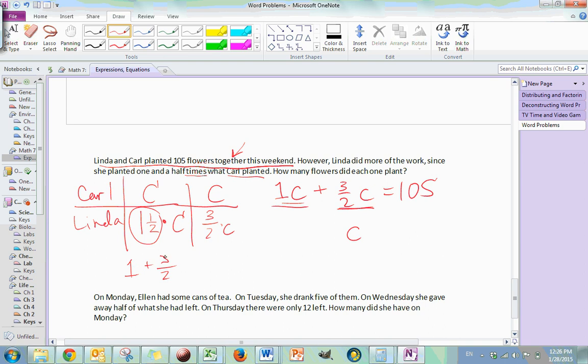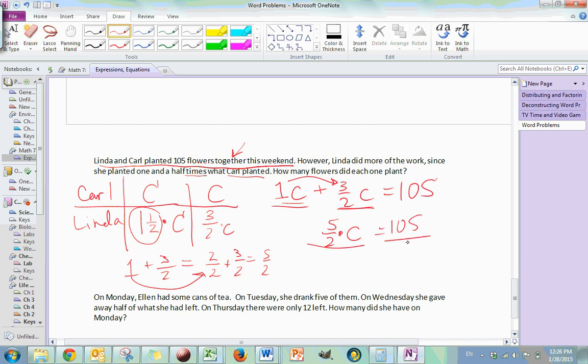So what's 1 plus 3/2? Well, these don't have common denominators. So I would have to turn the 1 into 2 over 2, right? That's equal to 1. Now I can add up nicely. So 1 plus 3/2 turns into 2 over 2 plus 3/2, and so that's 5/2. And that's when I add these two coefficients together. So that's how many C's I have. 5 halves times C equals 105.